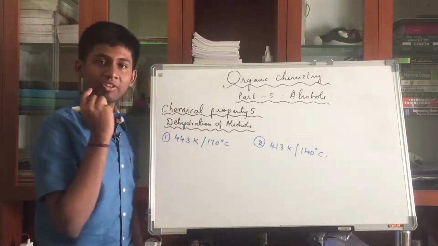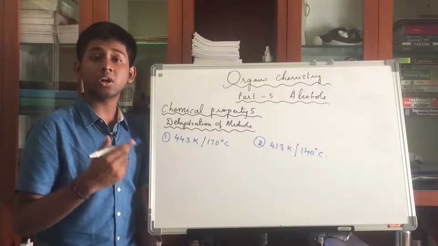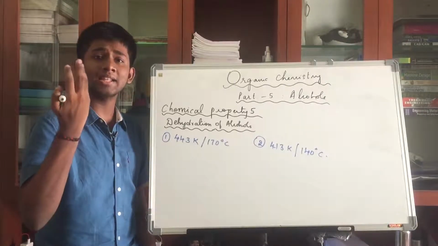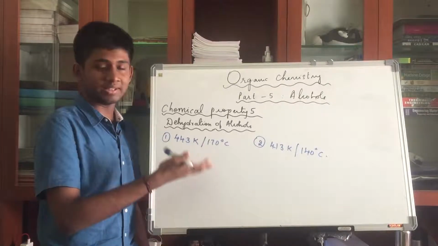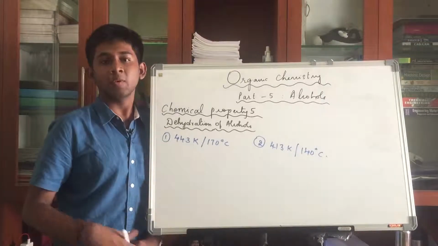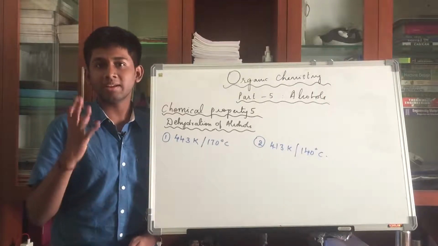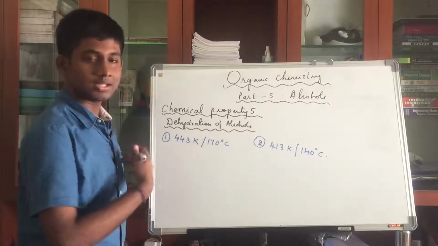For dehydration of alcohols, you make use of a reagent again, which is concentrated H2SO4. Concentrated H2SO4 is used in acid catalyzed dehydration and acid catalyzed hydration. Apart from that, in esterification also you make use of concentrated H2SO4. This tells you how important concentrated H2SO4 is in chemistry. The importance of that reagent is very, very high. Now let's consider both the cases.